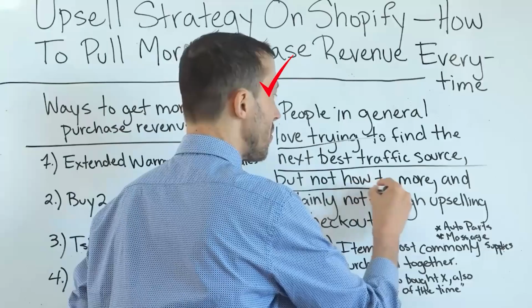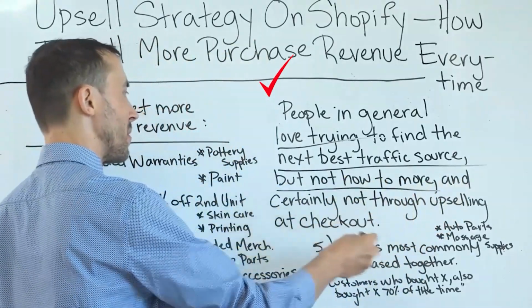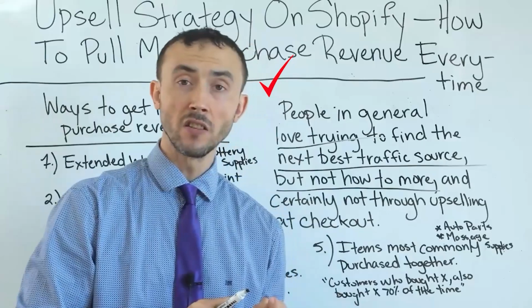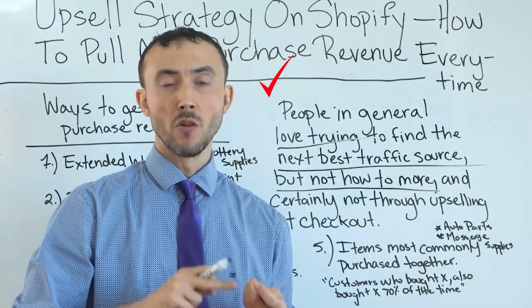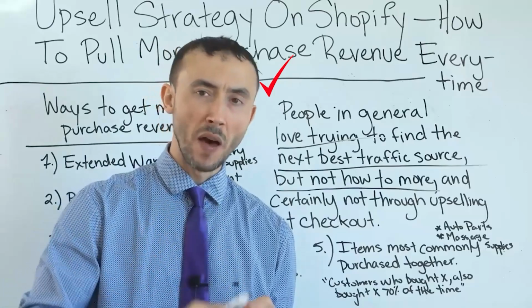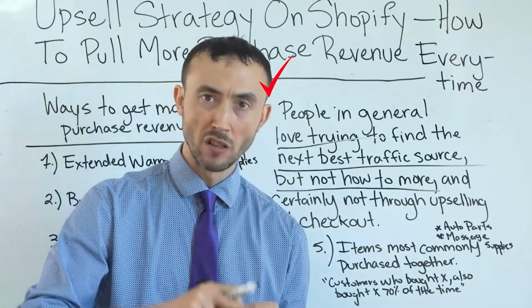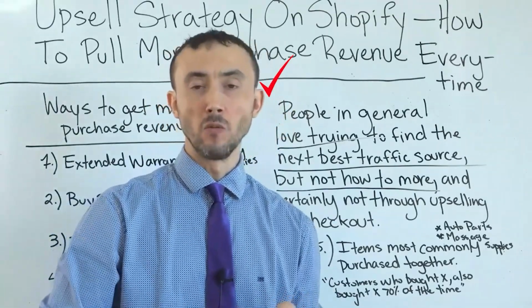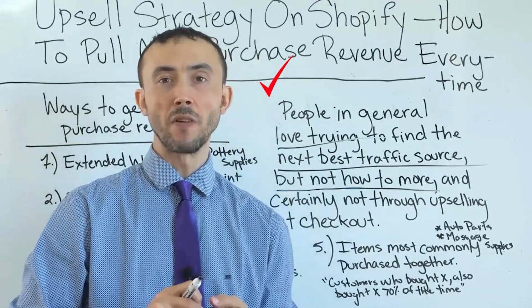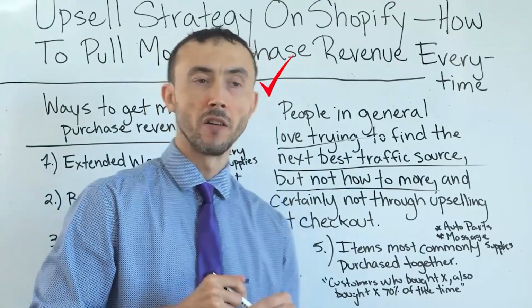But not so much how to make more from the same traffic they have by increasing the conversion rates of that traffic, adding things like trust symbols to their website to get more conversions, or better copy, better images, adding video. They want to do that less because it takes work, whereas buying a new traffic source doesn't take a lot of work.